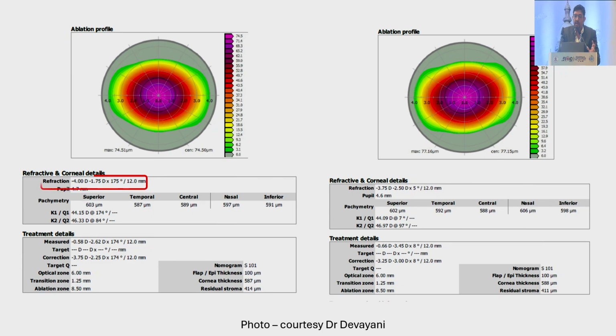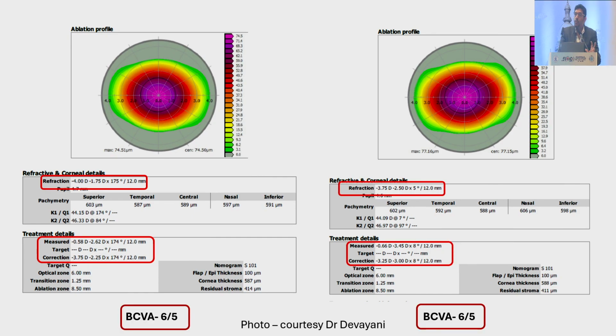Another patient where you have a cylinder of minus 1.75, the topo cylinder is around 2.6, where we corrected around 2.25, and the difference is adjusted as far as the spherical equivalent is concerned to give you a good outcome. And this patient ended up with 6/5 vision in both eyes.